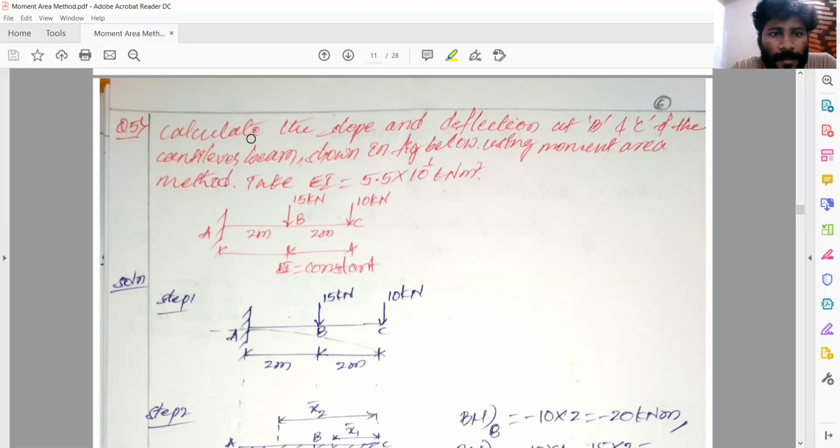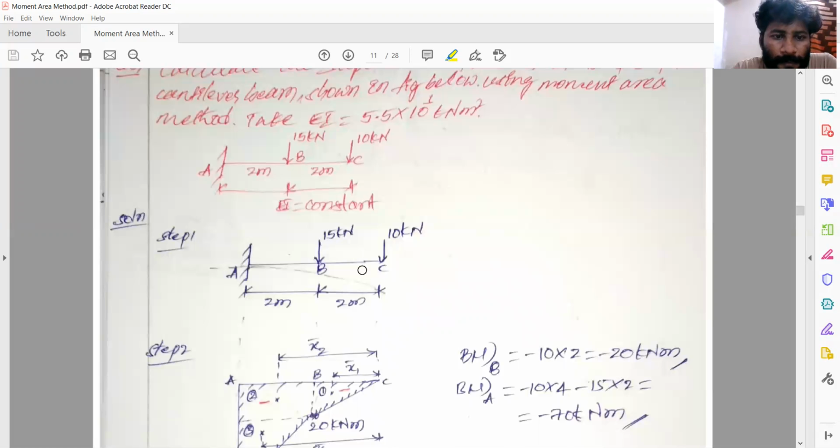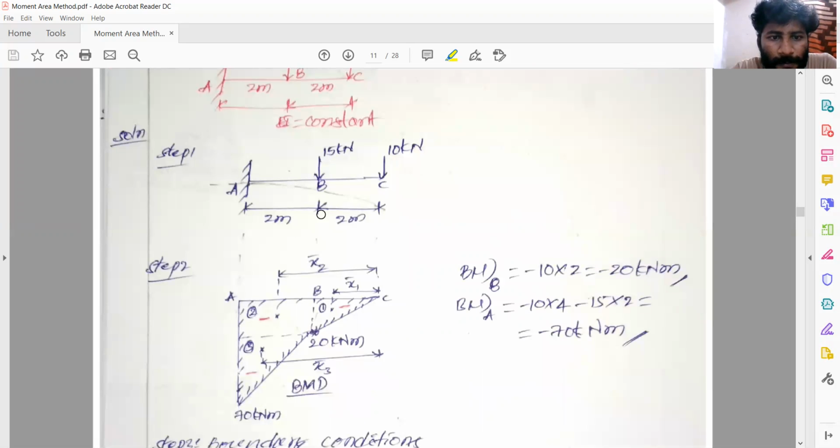Question number 5. Calculate the slope and deflection at B and C of the cantilever beam shown in the figure below using the moment area method. Take EI equal to 5.5 × 10^3 kilonewton meter square. You can see that a cantilever beam is given. That's redrawn here. It is subjected to 15 kilonewton and 10 kilonewton loads, and the span is given as 2 meters from here to here, and again from here to here 2 meters.